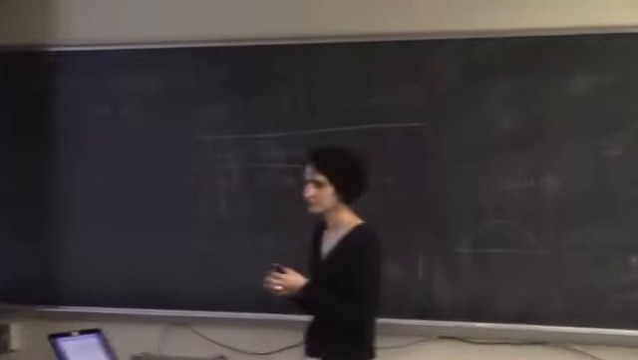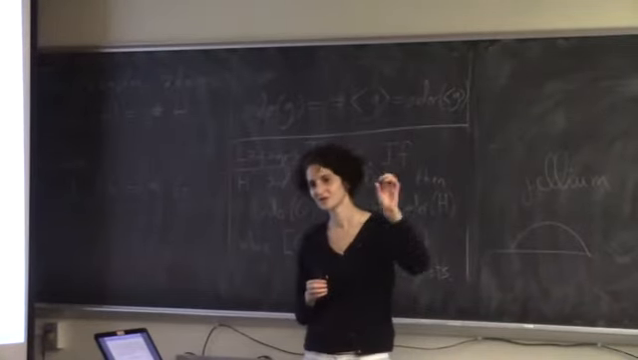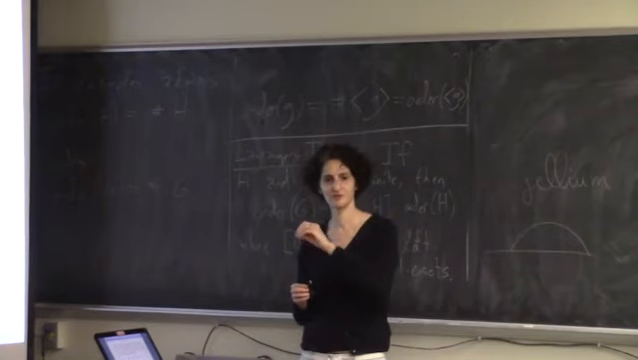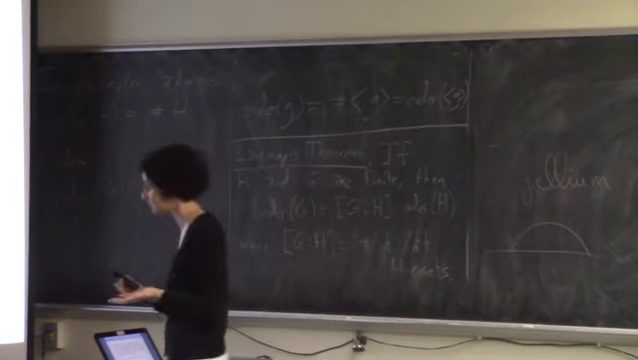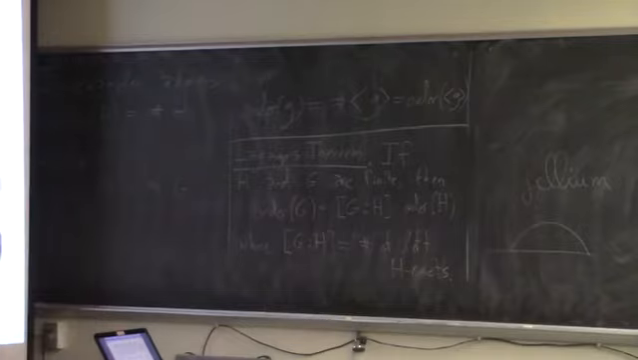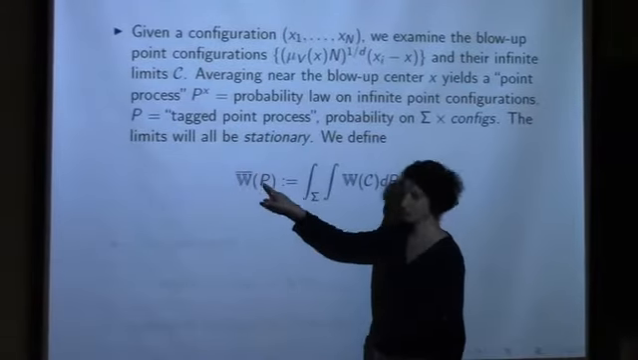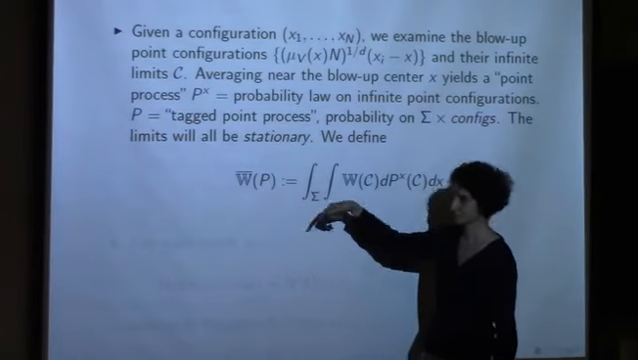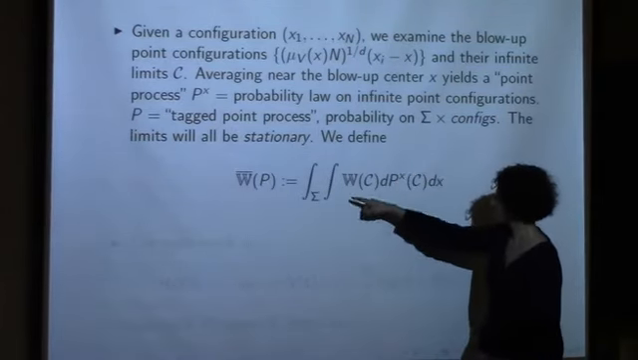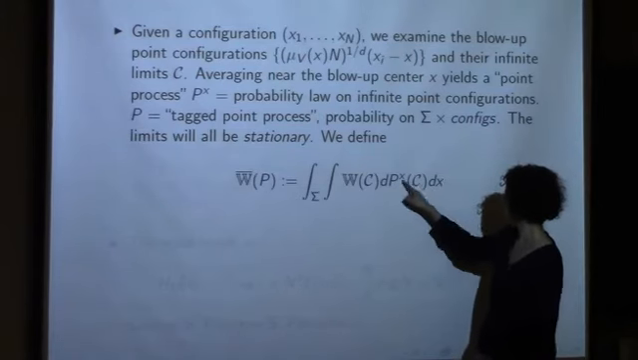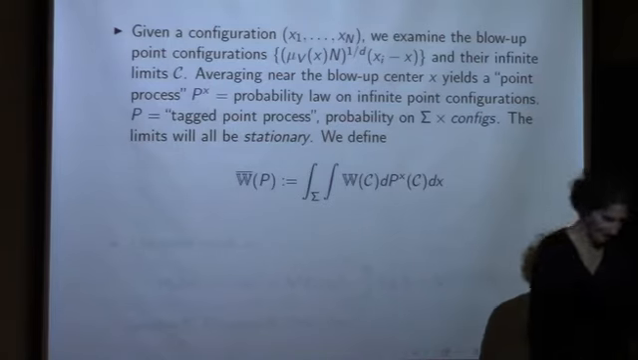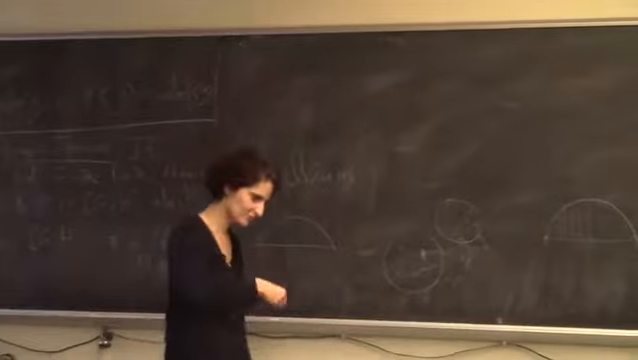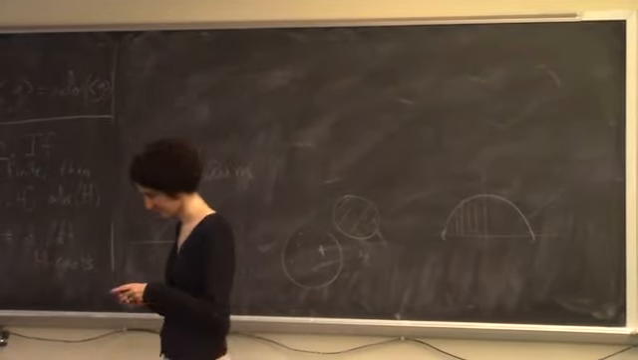Then your Px is going to be half of the Dirac mass at the square lattice configuration plus half of the Dirac mass at the triangular lattice configuration. So it assigns a certain weight to infinite configurations of points. And then you can define the average of W, so the W bar of such a point process with tags, as the integral over all configurations of the point process near X integrated over X. As I said, it's just averaging all the W's you see when you extract all the possible limits.